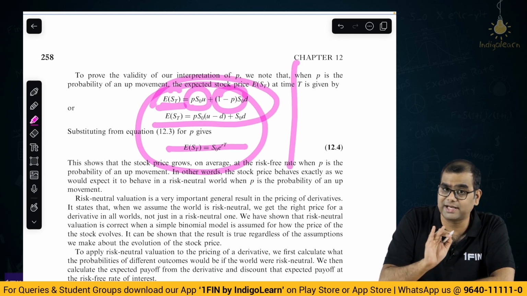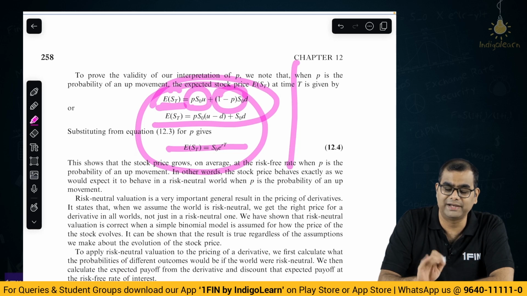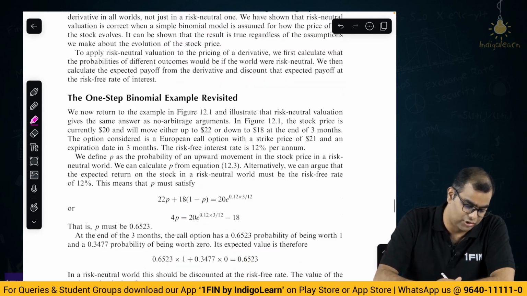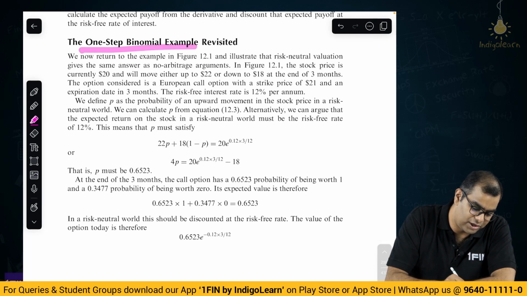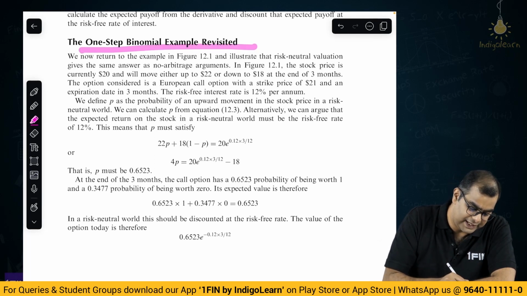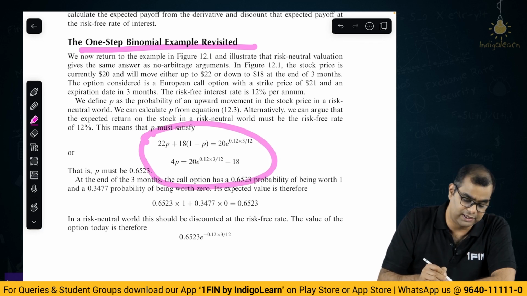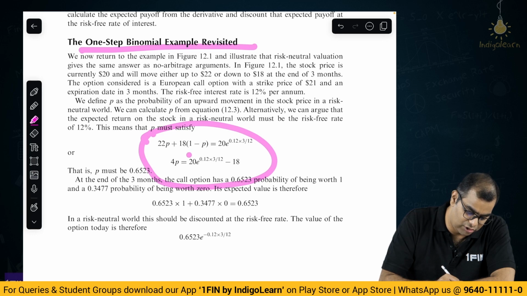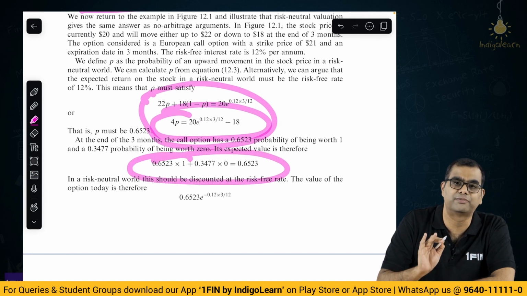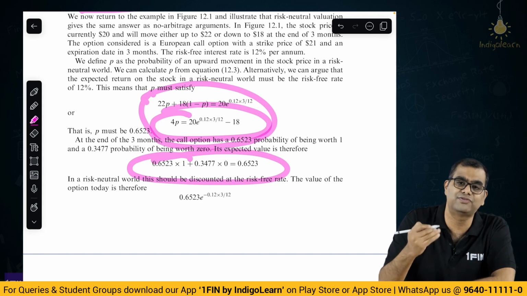So, to that extent CA Institute is not wrong, but they have unnecessarily complicated it, and other authors also have done that. I will show you. Now, what have they done? The one-step binomial example revisited. They have now integrated this binomial model and risk neutral valuation, wherein they found the P value and then, using the P value, valued the option the same way we did in binomial.